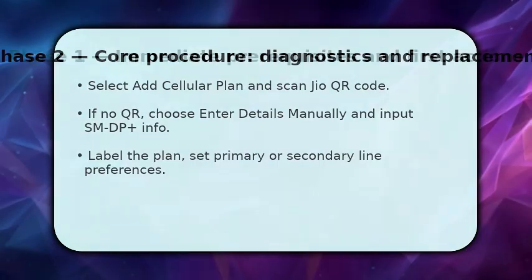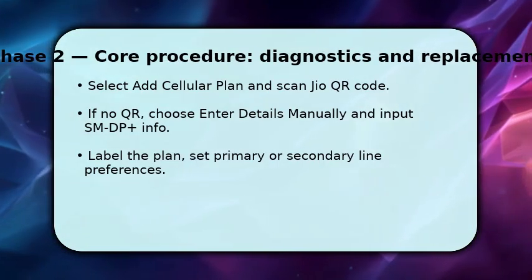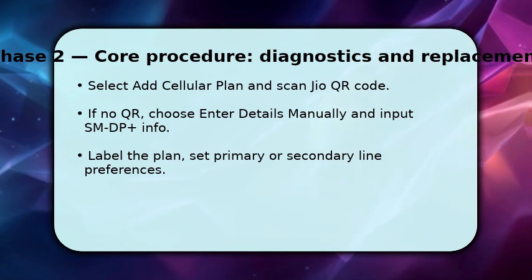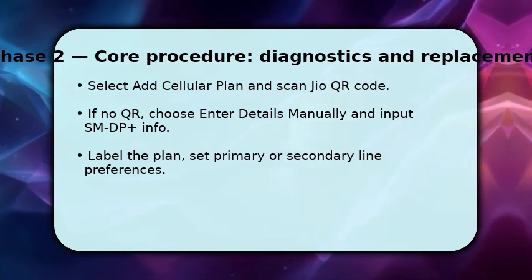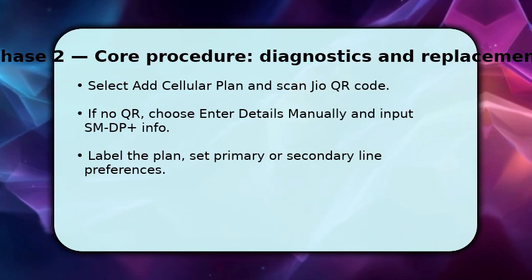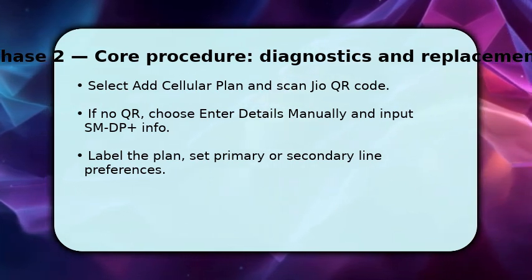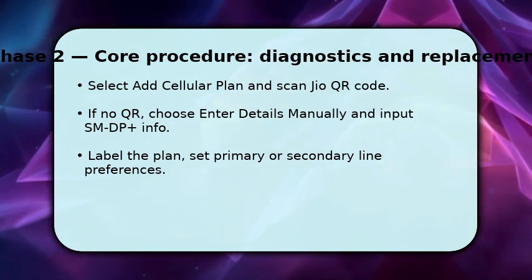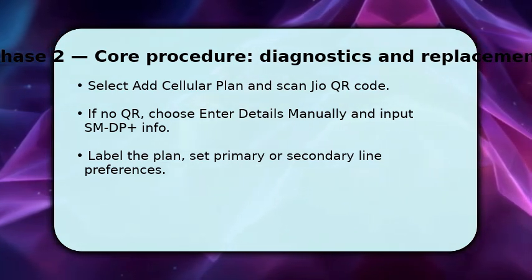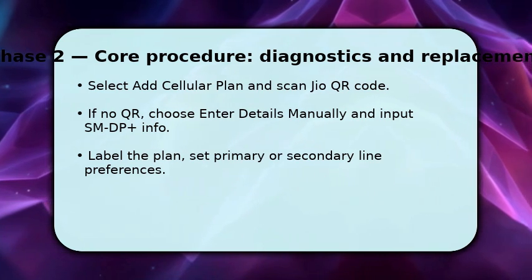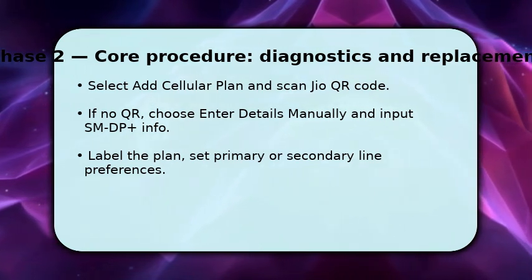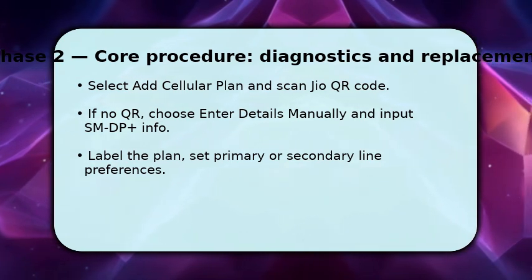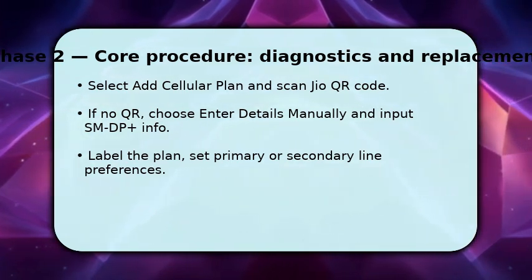Now you scan the QR code Jio sent or choose manual input if needed. You'll enter SMDP Plus and activation code when prompted. This maps the carrier profile to your eSIM. Once the profile downloads, tap Continue to assign labels like Primary or Business. This helps with iMessage and FaceTime routing. Make sure cellular data and voice settings reflect your preference, and check roaming options if you travel. These steps complete the carrier profile installation on the eSIM.